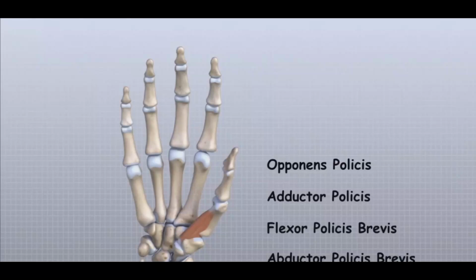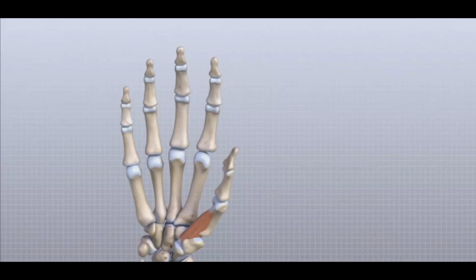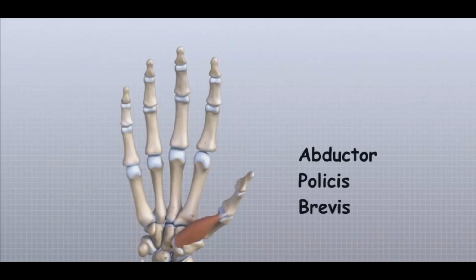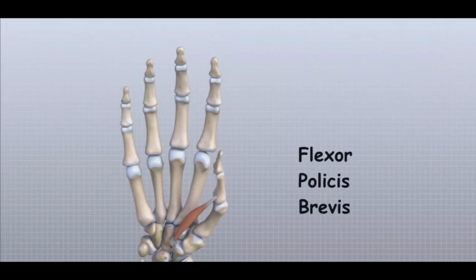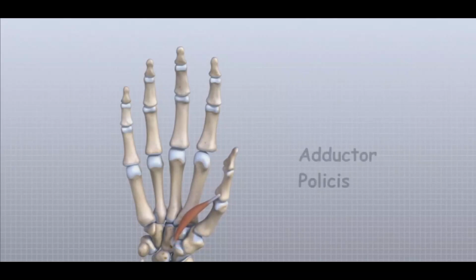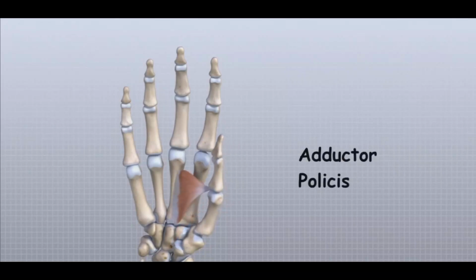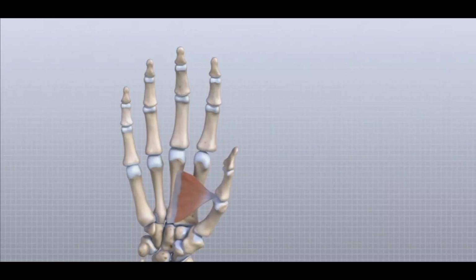Each of these muscles begins at the wrist, and each has a tendon that attaches to a different location on the base of the proximal phalanx of the thumb. Their names give a suggestion of what they do when they contract. The abductor pollicis brevis abducts or moves the thumb away from the midline of the hand. The flexor pollicis brevis flexes or bends the thumb. The adductor pollicis adducts or moves the thumb towards the midline of the hand.